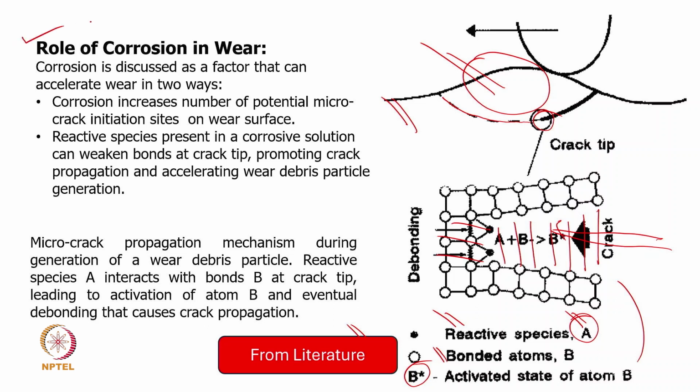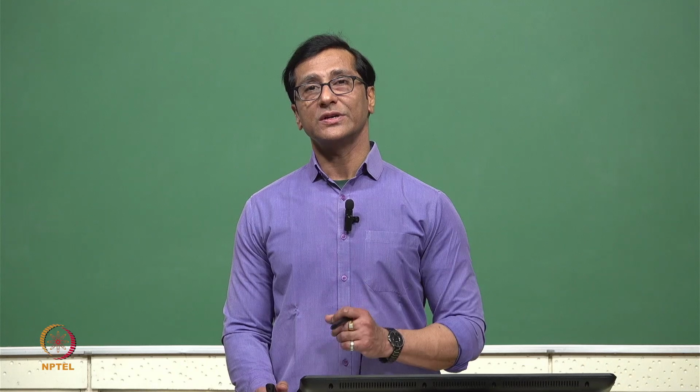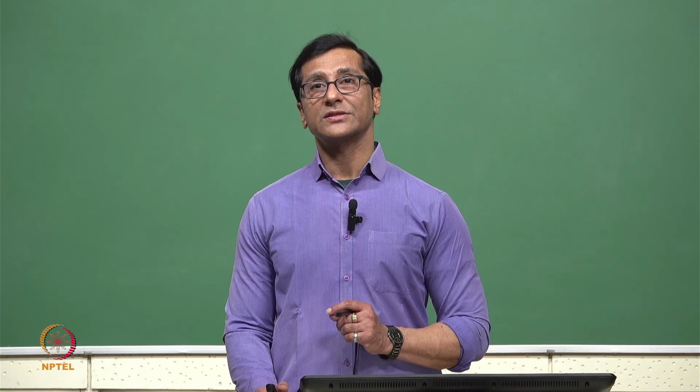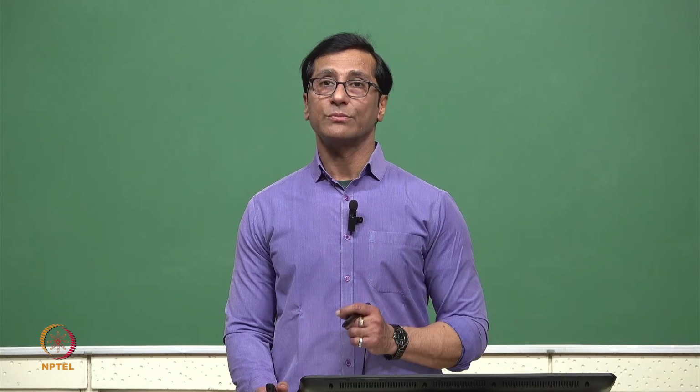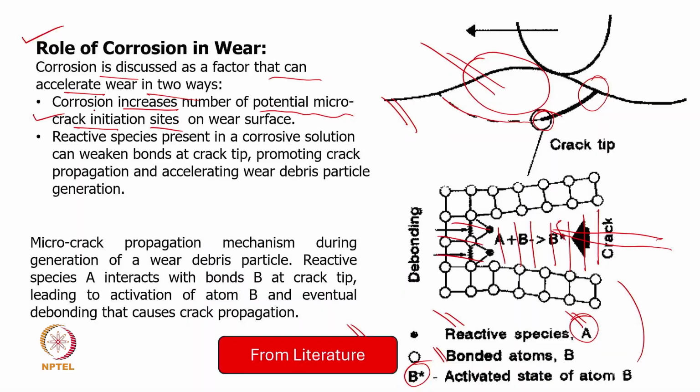This shows the role of corrosion in wear. Corrosion is discussed as a factor that can accelerate wear in two ways. First, corrosion increases the number of potential micro crack initiation sites. That's what I mentioned, that most of the time corrosion is increasing the number of sites, or it gives some sort of initial reduction in toughness and then creates some crack there. It sometimes makes the surface porous also. So the number of sites increases in the presence of corrosion.